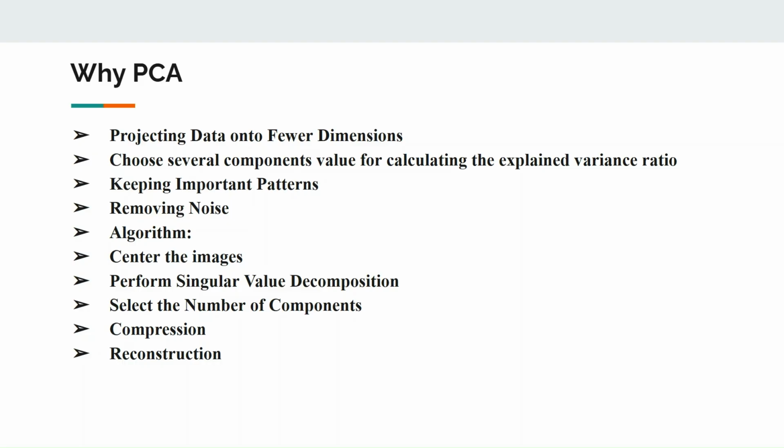A common issue in MRI images. We can save memory by using an efficient image compression method. The algorithm is actually simple. We center the image data, then perform singular value decomposition. Select the number of components by choosing the ones with the highest eigenvalues. Compress the data, and then reconstruct the image. This makes PCA an efficient tool for medical imaging applications like ours.